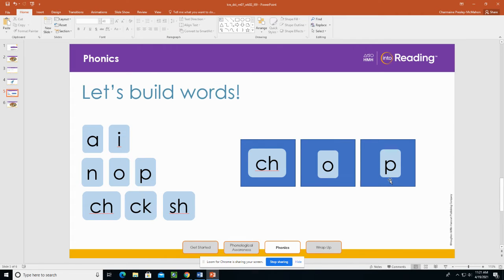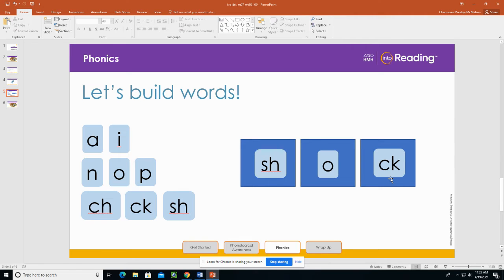Chop. Great job. Now, change the beginning sound to make the word shop. I will take the CH away and add the blend SH. What's the new word? Shop. Change the ending sound to make the word shock. I will replace our P with CK. What's the new word?